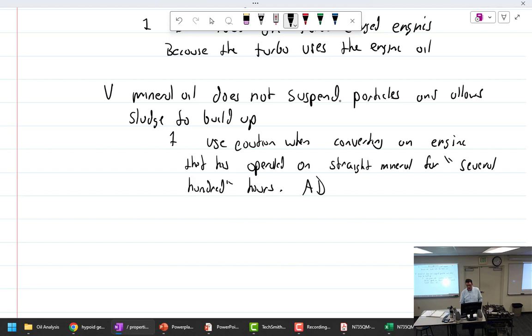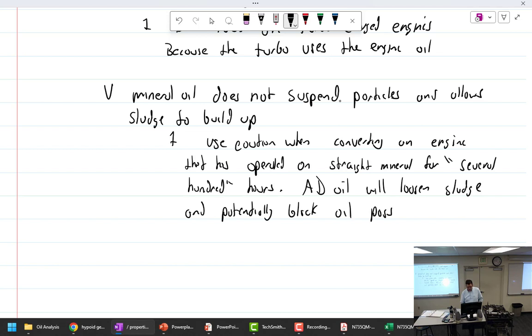So it's called AD oil. That's the next one we'll talk about. AD oil will loosen sludge and potentially block oil passages. So what do you do with that? Well, what do you do? It's just screwed. No. I ran oil like that. Change oil.